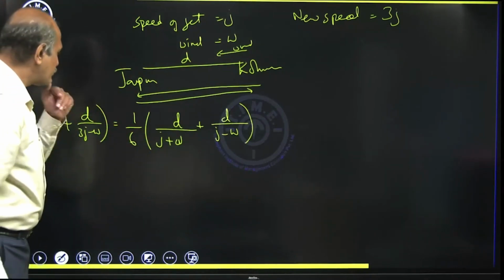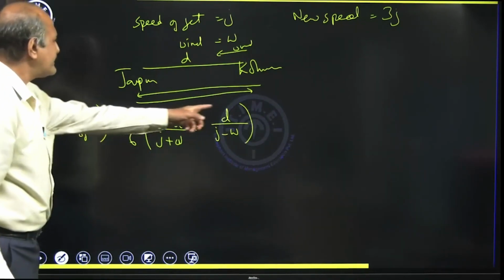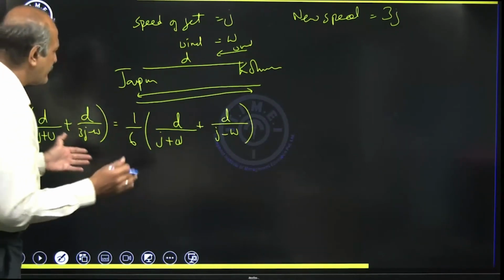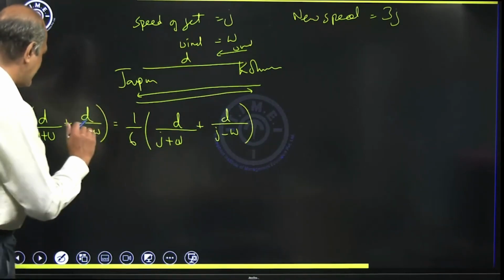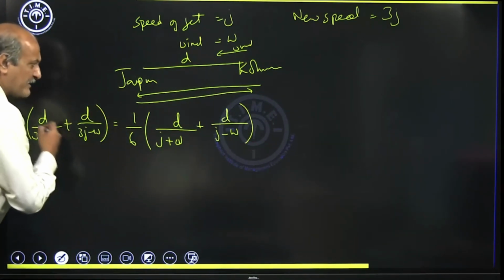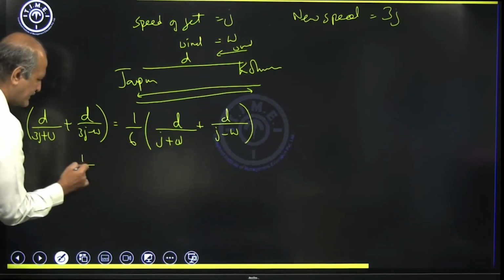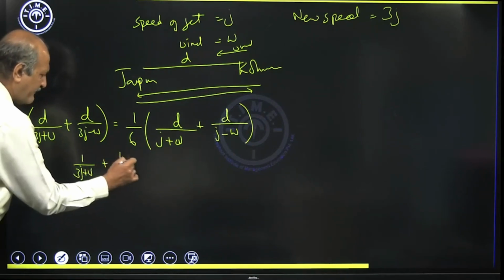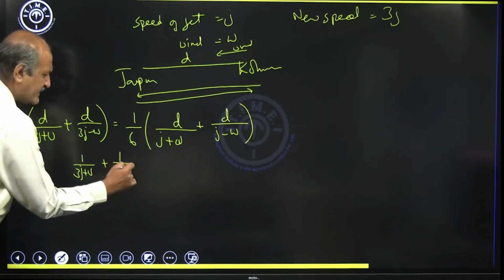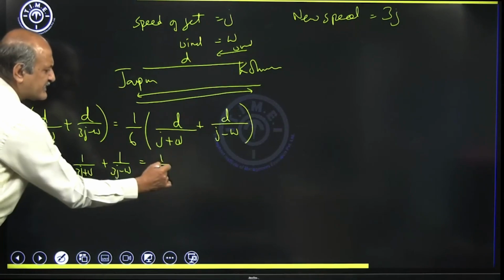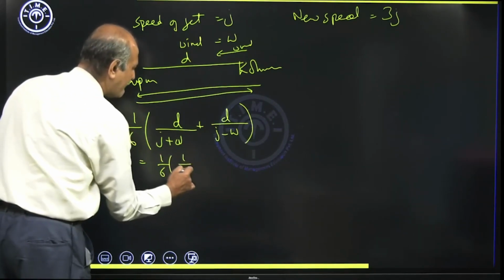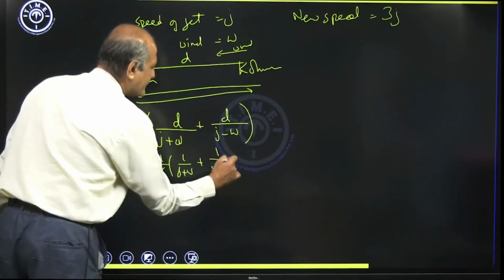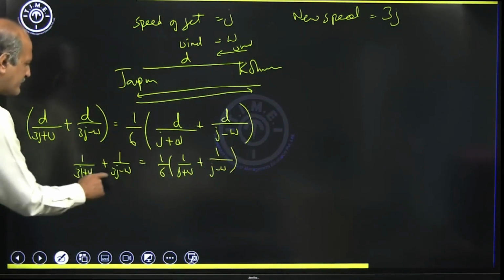Here, if you observe carefully, this D as a common factor on both sides of this equation can be eliminated. So now we can simplify this one and then get the answer. If we remove this D, we are going to get 1 divided by 3J plus W, plus 1 divided by 3J minus W, is equal to 1/6 of 1 divided by J plus W, plus 1 divided by J minus W. Let's simplify this.